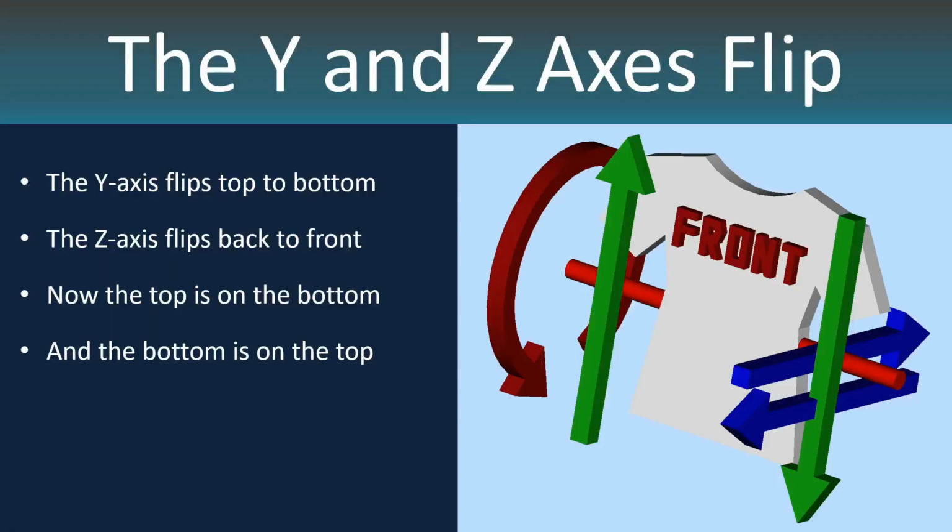The y and z axes flip. The y-axis flips top to bottom, and that's the green arrows. The top goes to the bottom, and the bottom goes to the top. The z-axis flips back to front. That's the blue arrows. The front goes to the back and the back goes to the front.